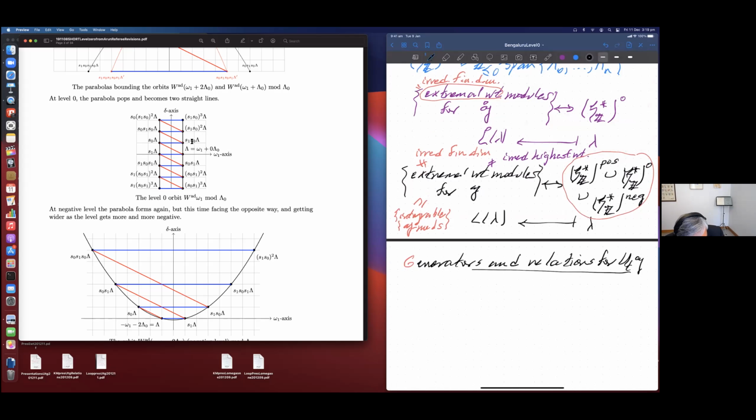Arun, can I ask a question, please? Yeah. You have said that these modules are integrable, but is there a characterization of these as something?